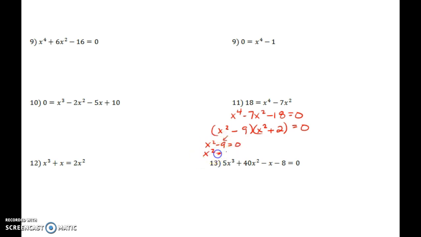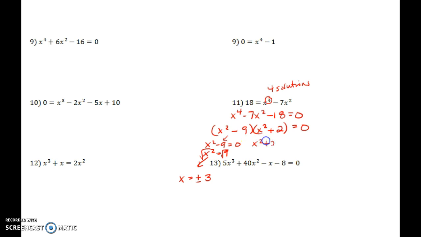So x squared equals 9. The square root of x squared is plus or minus 3 because you have to square root both sides. That's two answers. I know there should be a total of 4 solutions. So I'm going to do the same thing with this one.